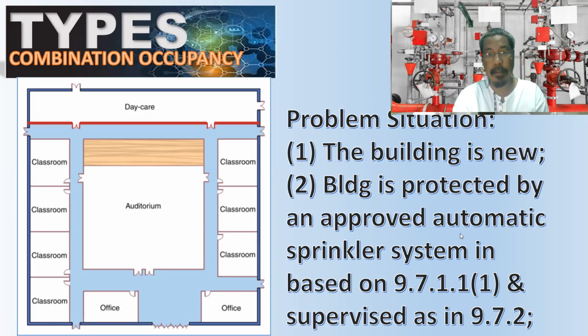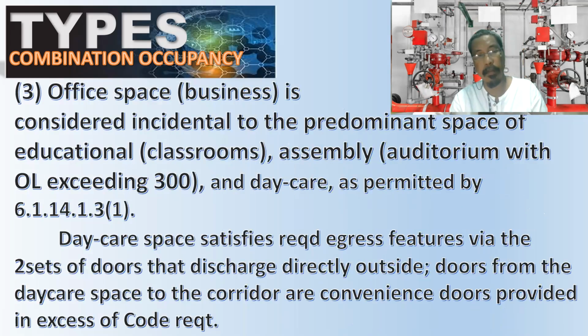It is installed. Number 3 condition: open space, which are the business classification, is considered incidental to the predominant space of educational. These are the classroom. So we have office, classrooms or educational. Educational meaning up to 12th grade. Assembly, this is auditorium with occupancy load exceeding 300. So that is the threshold 300 and 1000. And daycare as permitted by.